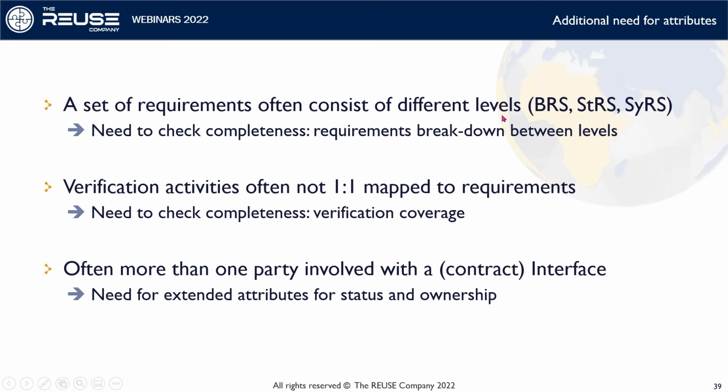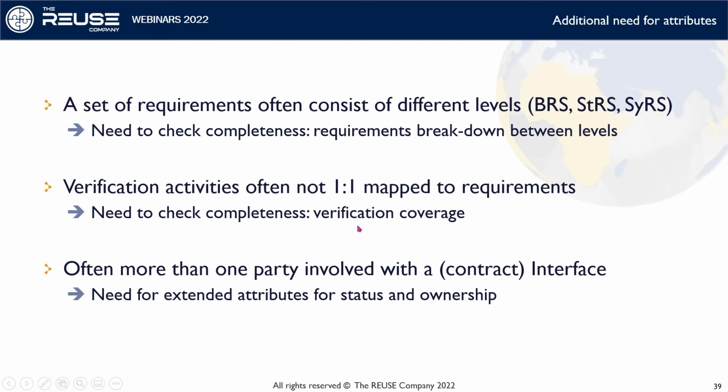As we've been talking about, more often than not, we have different levels. They may be business requirements, stakeholder requirements, and system requirements, or whatever you wish to call them. And so there is a need to check completeness in a breakdown. Have we sufficiently covered the intention of the business requirement with our stakeholder requirements and so on? And also for verification, do we have one requirement and one verification activity to verify it, or do we need many-to-many relations here?